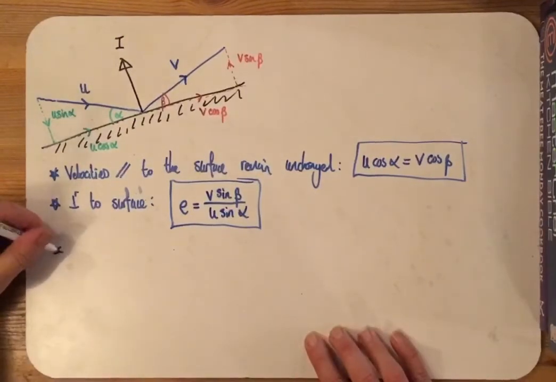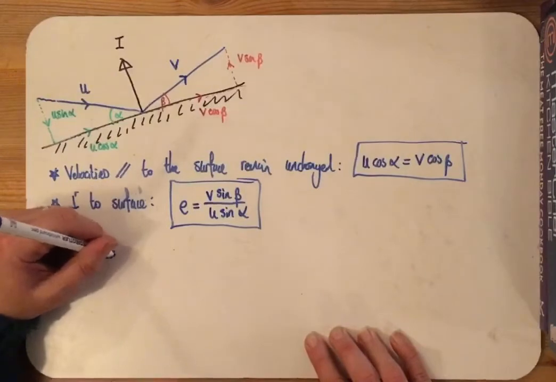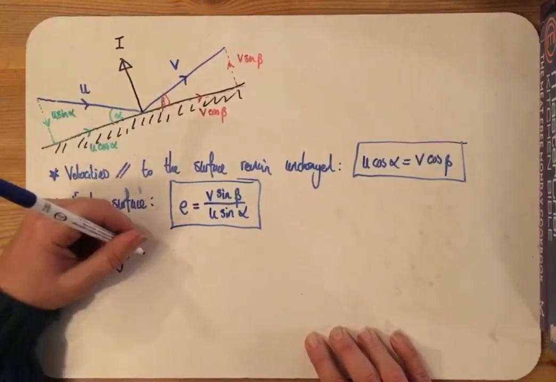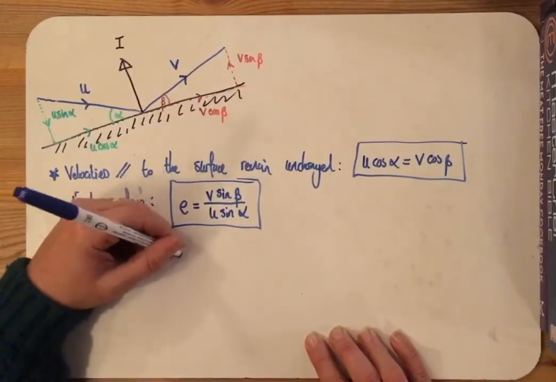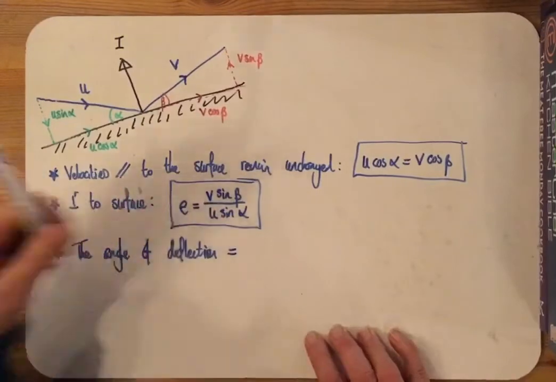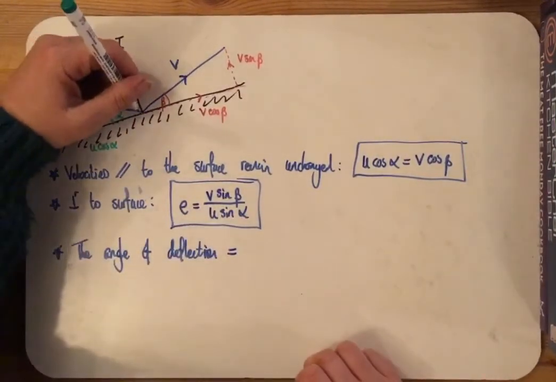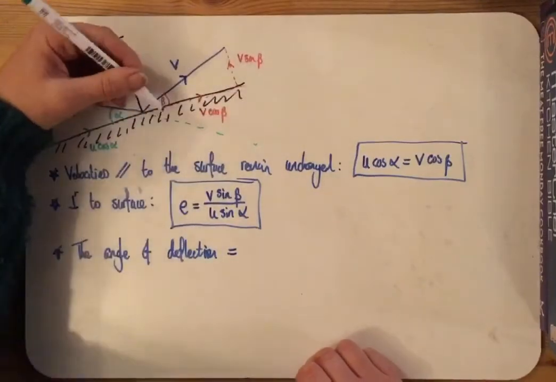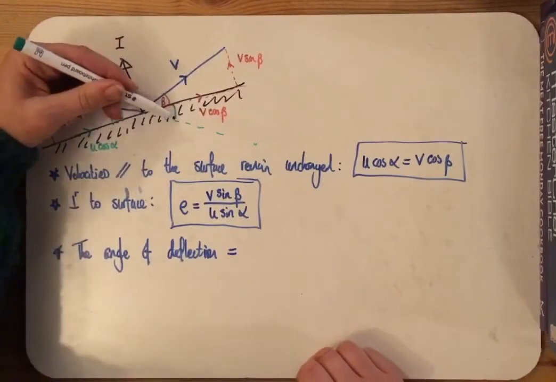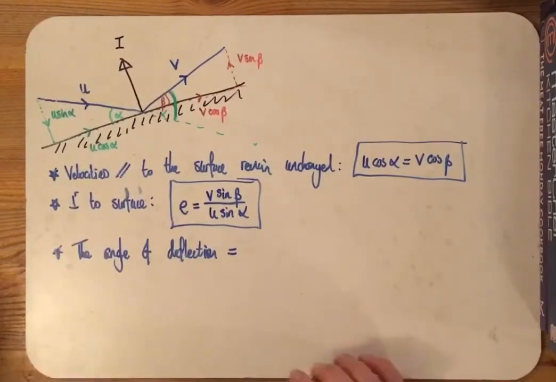And the angle of deflection, so this is the angle through which the path changes. If you think about this, if you extend this line here down, then this angle here is alpha. And so the angle of deflection is alpha plus beta.